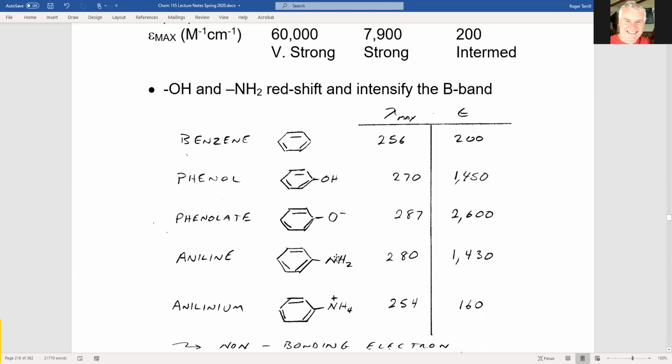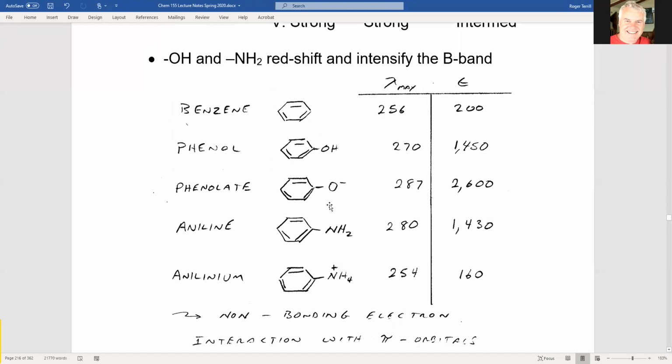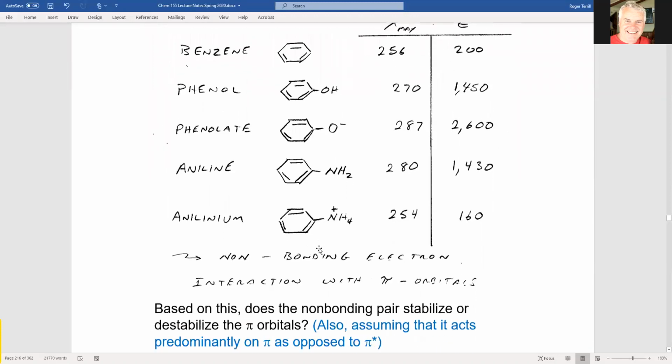And in the amine, it also happens, right? That this lone pair gets tied up with the pi system, and that tends to redshift this band. It lowers the gap between pi and pi star. However, if you protonate it, then it actually blue shifts all the way back to the region where the pure benzene pi pi star transition is.